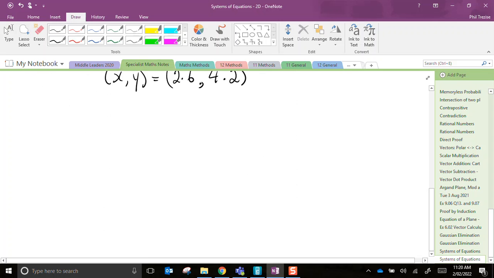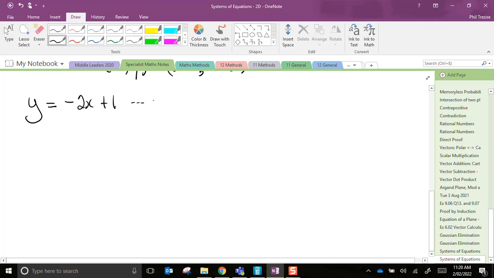Now let's try a different example. This one I'm going to go with y equals negative 2x plus 1. Let's call that our first equation. And 4x plus 2y equals 2. Let's call that our second equation.